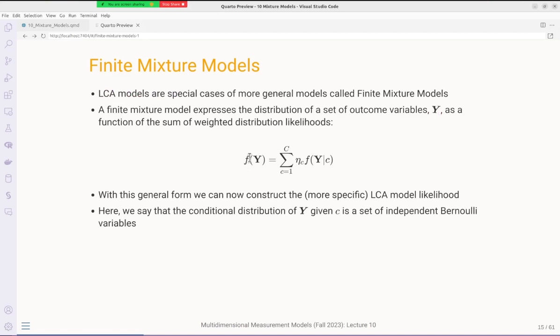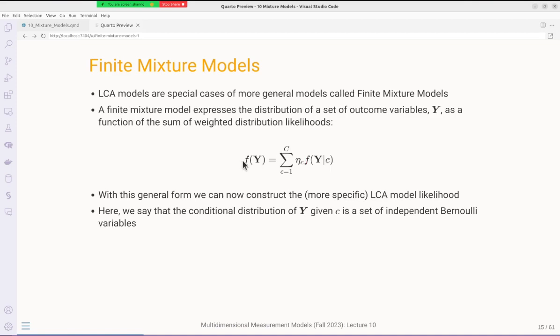But the distribution of the data for a person is said to come from a very familiar form, which is this. We sum across all the classes a person's class-specific likelihood. That's what this f of y given c is right here. So conditional on class C, what's the likelihood of the data in y for this person? Now, we know this distribution has to be a typical distribution function in that it either integrates to 1 or it sums to 1. That is what it has to be.